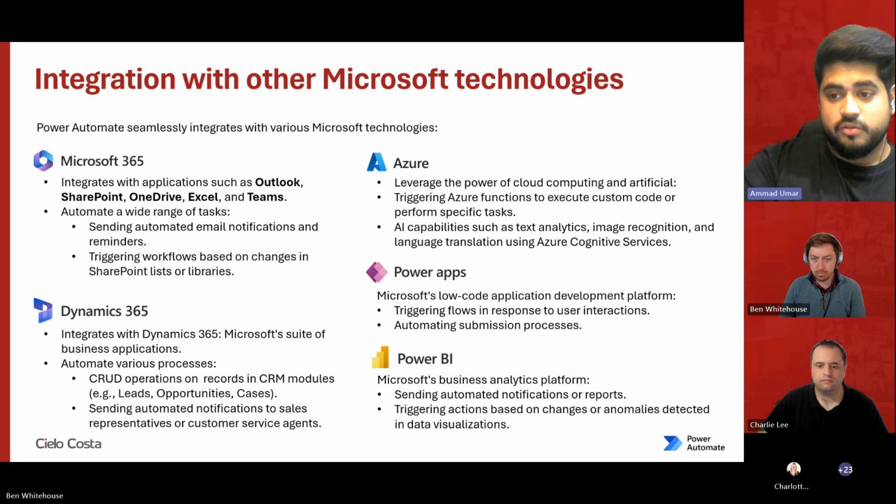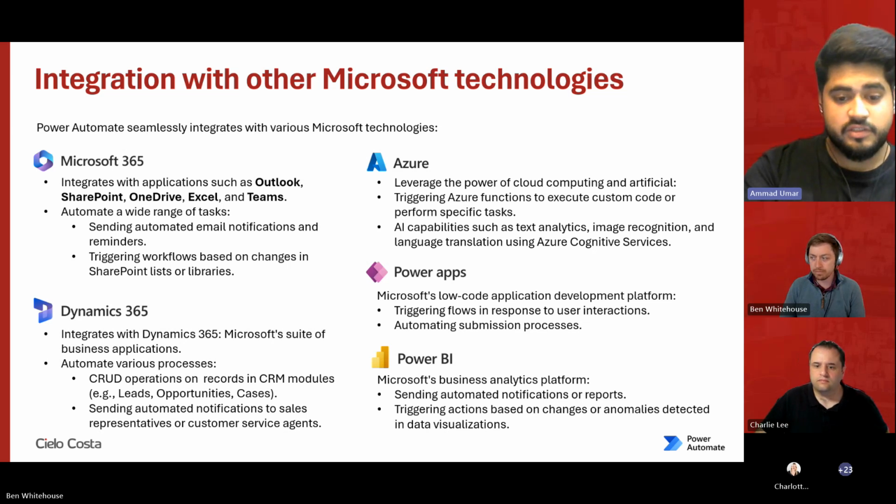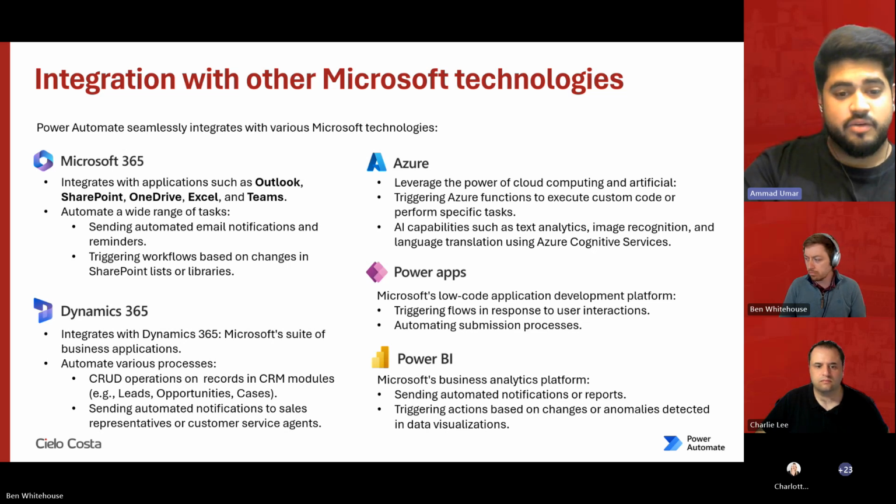Power Automate also integrates with Azure, and it allows you to leverage the power of cloud computing and artificial intelligence. For example, you could trigger Azure Functions to execute any custom code that you have. You could use the AI capabilities of Azure for text analytics, image recognition, or language translation using Azure Cognitive Services, or you could be querying data from Azure SQL Database or Cosmos DB.